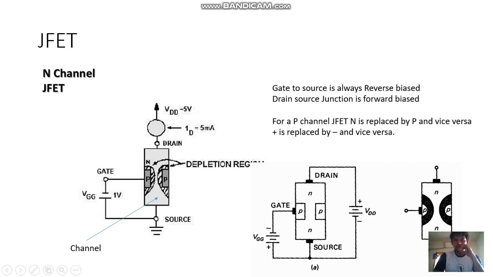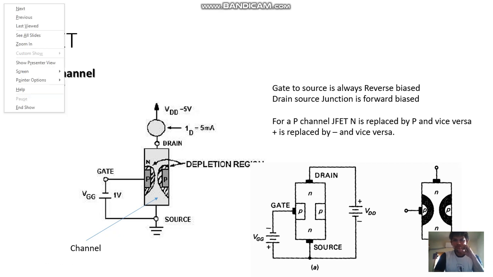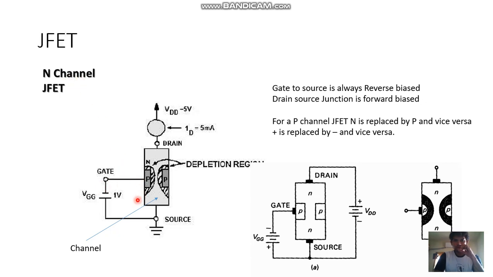So P is connected to negative and N is connected to positive. And this N is the N channel. That's my N channel JFET.